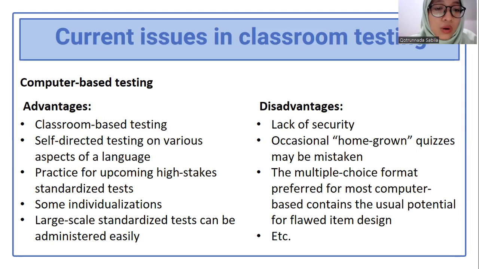Computer-based testing, with or without CAT technology, offers these advantages. The first, classroom-based testing, self-directed testing on various aspects of a language, such as vocabulary, grammar, discourse, one or all of the four skills, and so on. And then practice for upcoming high-stakes standardized tests, and then some individualization in the case of CATs, and then large-scale standardized tests that can be administered easily to thousands of test takers at many different stations, then scored electronically for rapid reporting of results.